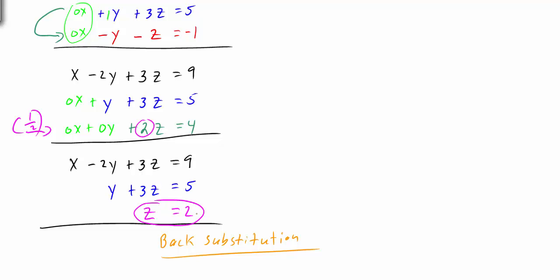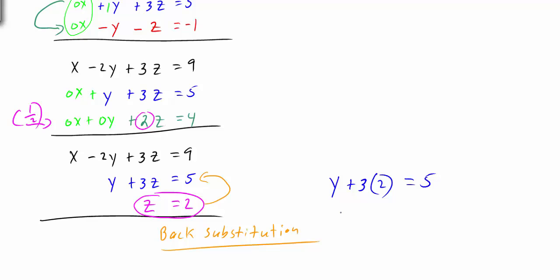Well, we know z is equal to 2, so back substitution says we're going to go backwards now and substitute the 2 into the previous equation here. Well, if we do that, we would have y plus 3z. So that's y plus 3 times z, but we know that is equal to 2, equals 5. So the advantage is now that we only have one variable, so we can easily solve for y. So that means y plus 6 equals 5. So therefore y is equal to negative 1.